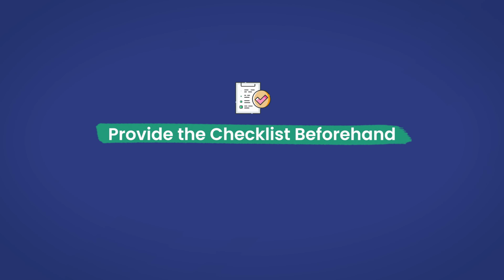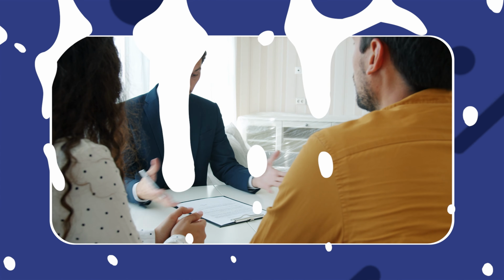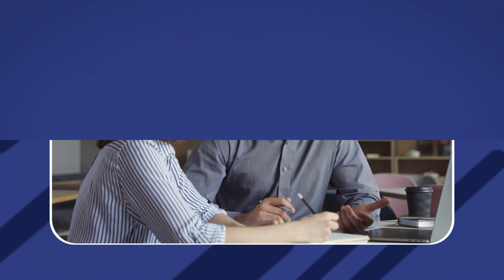Provide the checklist beforehand. This is a very simple task between the landlord and the tenant that can save a ton of time. By doing this, you ensure that you and the tenant are on the same page and can move through the property much quicker. Another benefit of this is that it helps with forming a stronger relationship with the tenant. By doing the checklist together, you get a chance to speak to the tenant and find out more about them.